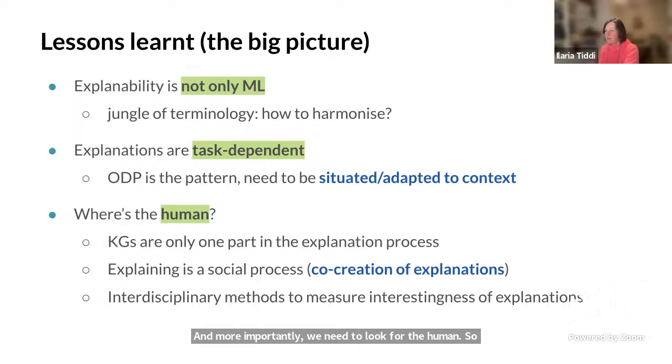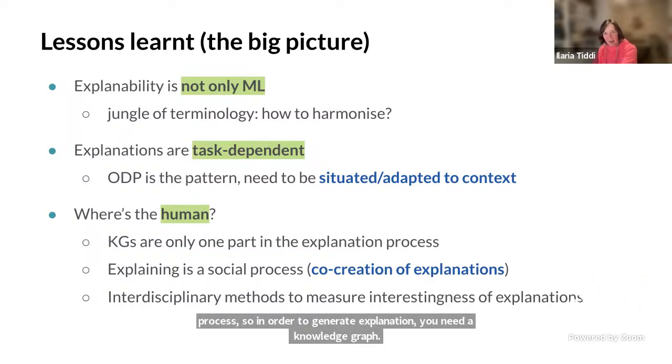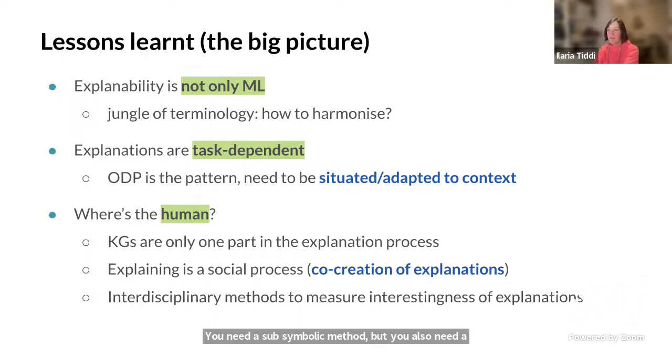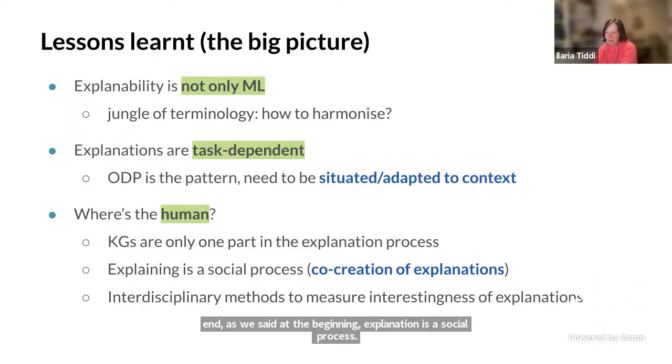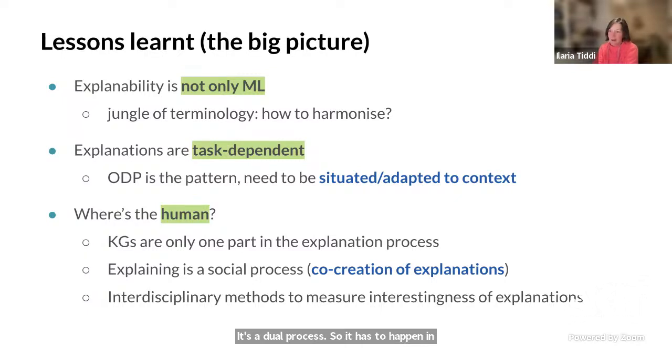So in order to generate explanation, you need a knowledge graph, you need a subsymbolic method, but you also need a human that interacts with the system. Because in the end, as we said at the beginning, explanation is a social process. It's a dual process. So it has to happen in a co-creation setting where the user is really interacting with the system to come up with an explanation he's satisfied with.